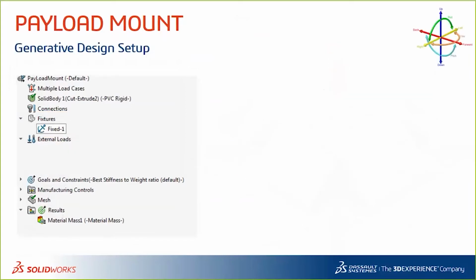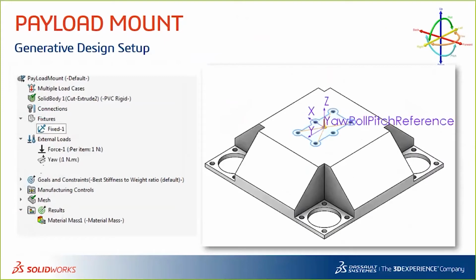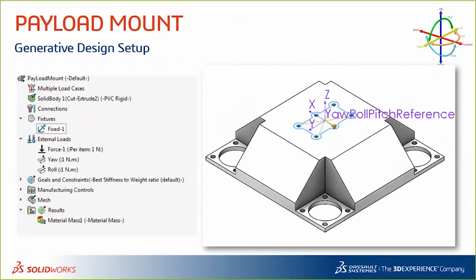As you've seen in the last image, we fixed the 4 holes on the 4 corners of this payload mount. And here we are adding forces to the top of this mount. This is part of a drone. It's a flying object, so your roll and pitch force load is very important for any aviation product, any product that flies.